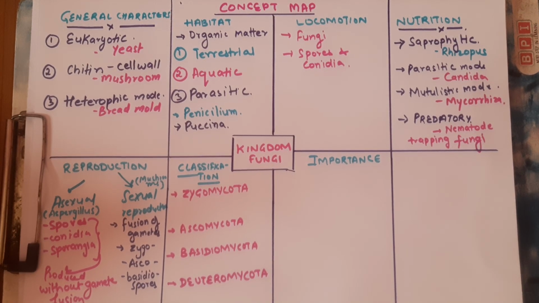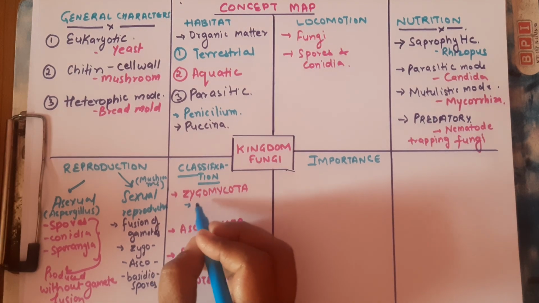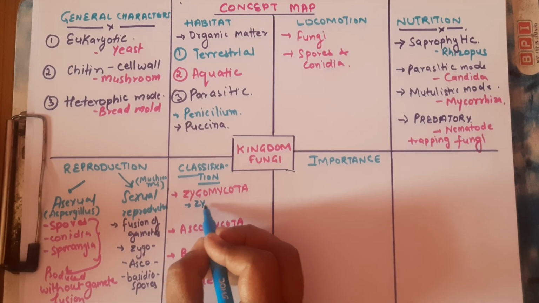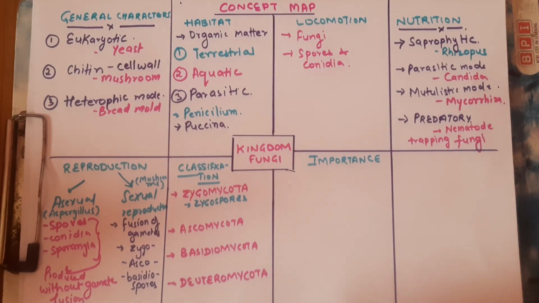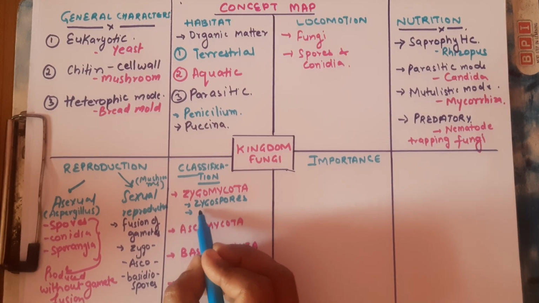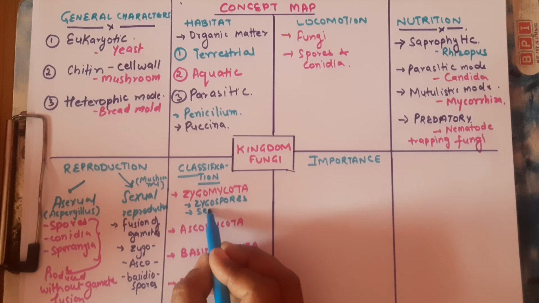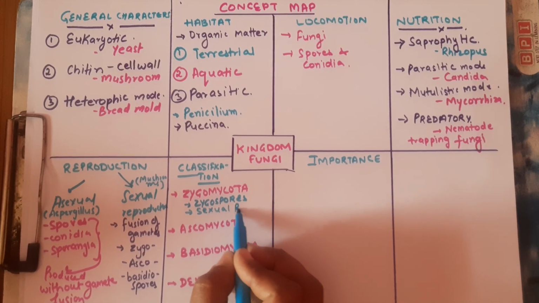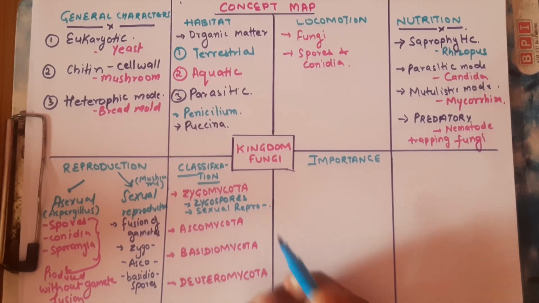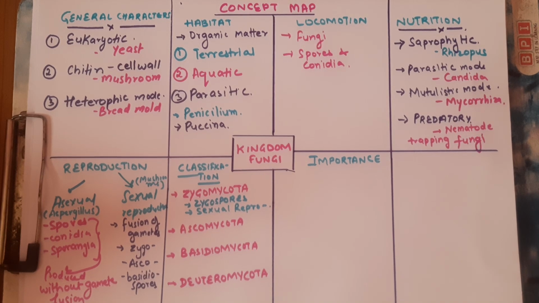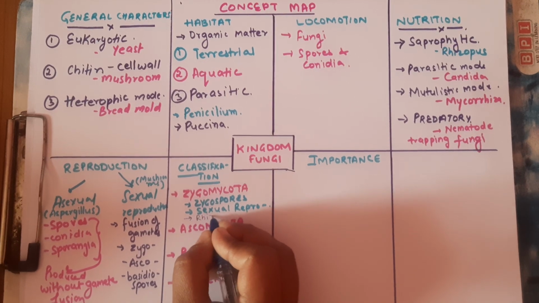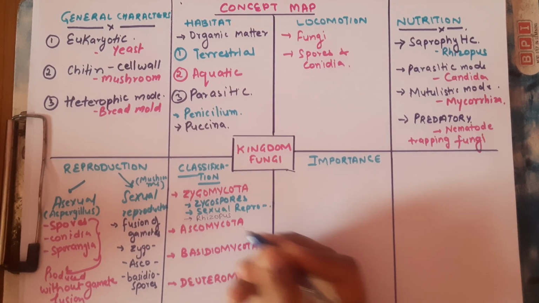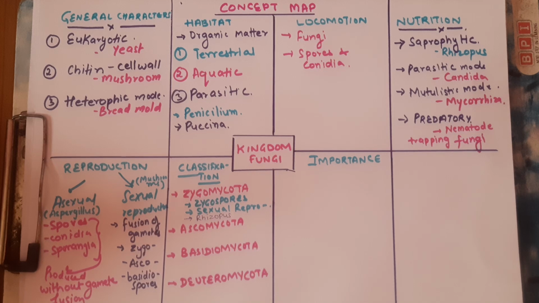So the Zygomycota, the name itself indicates it will produce zygospores, and they will undergo sexual reproduction. So I will write sexual reproduction. The example here is Rhizopus. There is no space left, so I will write it with the pen. I hope it is clearly visible to you. So the example is Rhizopus.